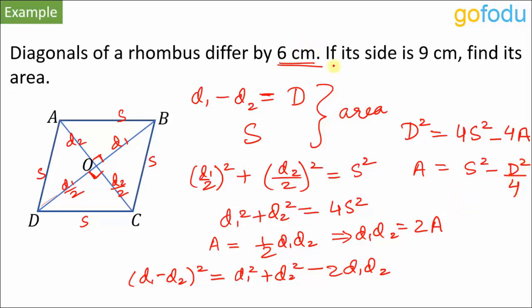Now we have capital D as 6 centimeter, the difference between the diagonals, and the side as 9 centimeter. Put these values to get the area. The area will come out to be side square, that is 81, minus 6 square, 36 upon 4, is 9. 81 minus 9 is 72 square units. Square centimeter is the area.